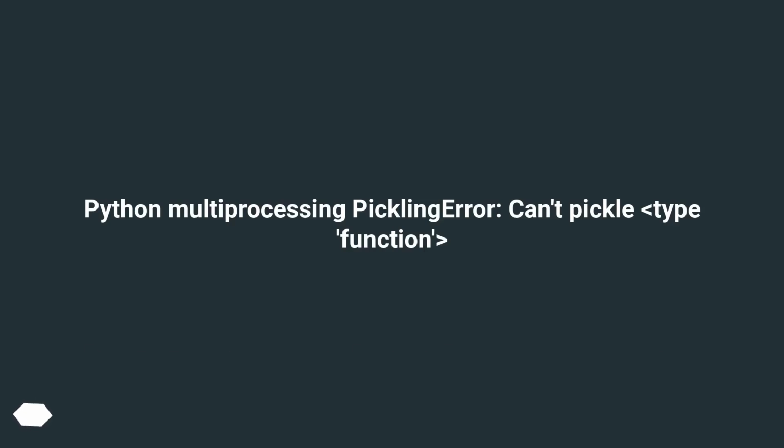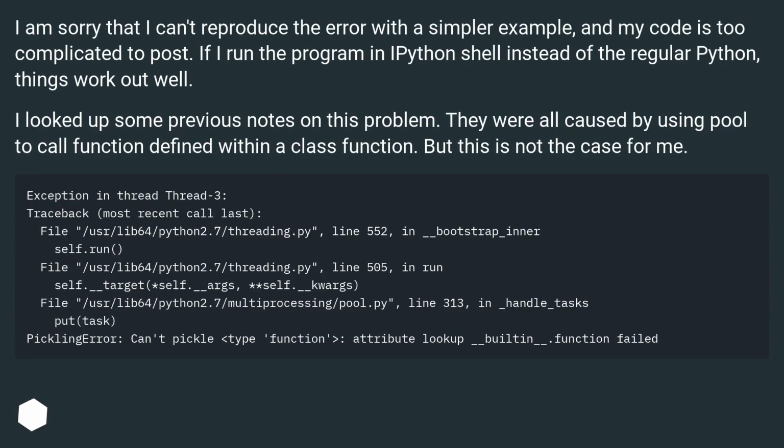Python multiprocessing PicklingError: can't pickle. I am sorry that I can't reproduce the error with a simpler example, and my code is too complicated to post. If I run the program in IPython shell instead of the regular Python, things work out well.